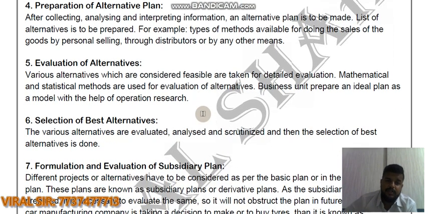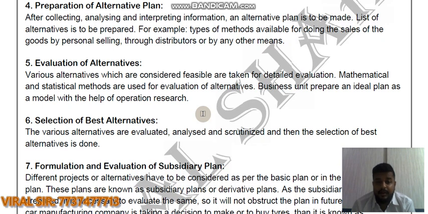The fourth point is preparation of alternative plans. After collecting, analyzing and interpreting information, an alternative plan is to be made. A list of alternatives is to be prepared, showing that this particular objective that we have set can be achieved in this many ways. That is the list of alternatives. We need to prepare that.